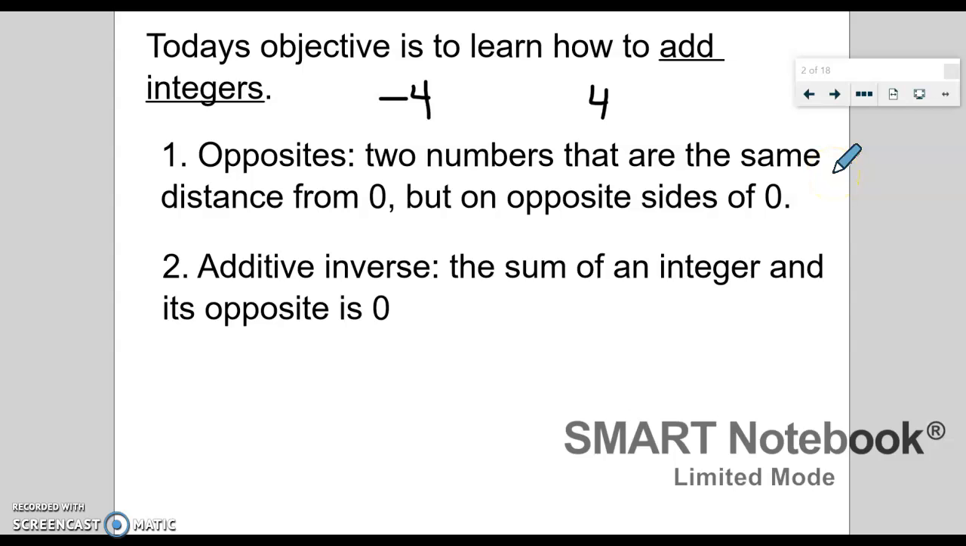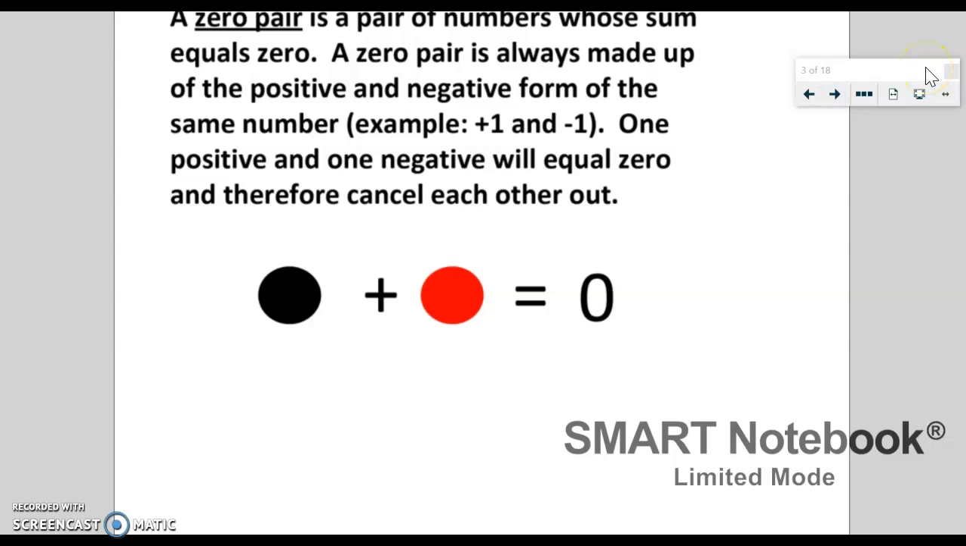Those are opposites. And then additive inverse is when I add -4 with +4, its answer is 0 because they cancel each other out. And they are called a zero pair. It's a pair of numbers whose sum equals 0. A zero pair is always made up of a positive and a negative form of the same number. Example, +1 and -1, they're opposites of each other. They're also additive inverses, which is another name for zero pair. One positive and one negative will equal 0 and therefore cancel each other out.